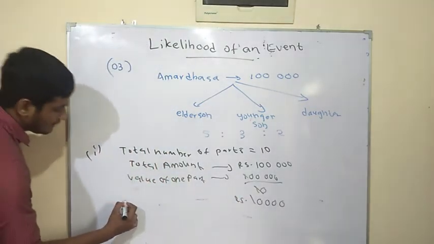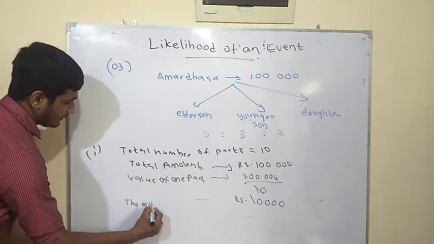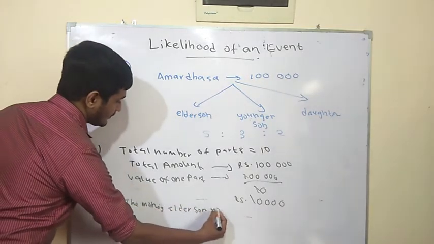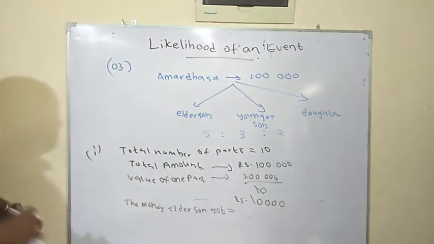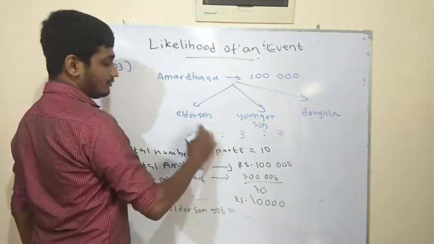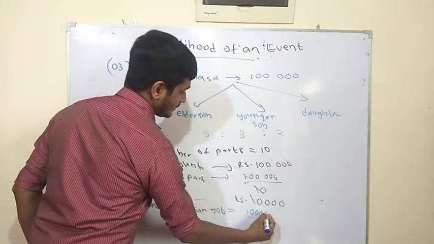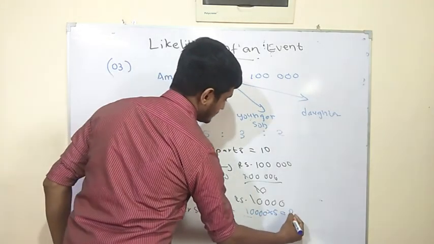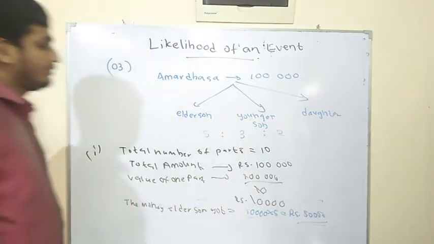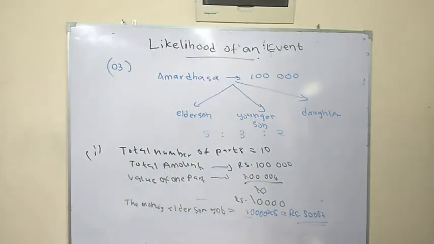So, the elder son, the money the elder son got. How many? Find it. The value of one part is 10,000 rupees. The elder son has 5 parts. 10,000 into 5. The answer is 50,000 rupees. The elder son got 50,000 rupees.